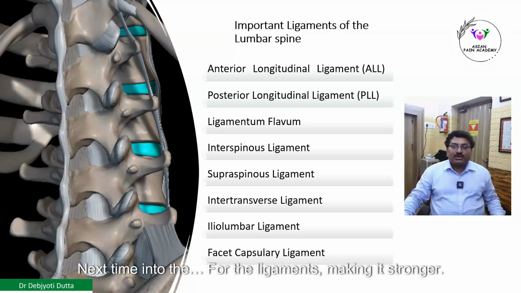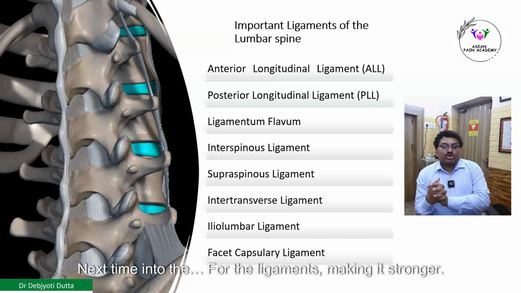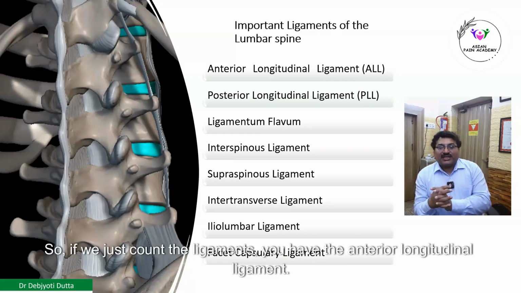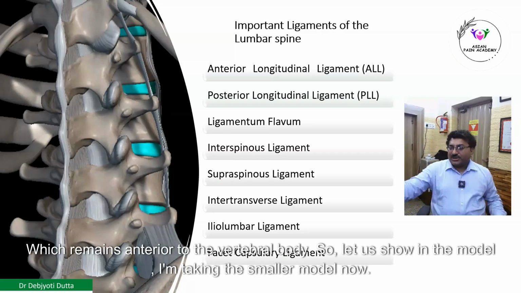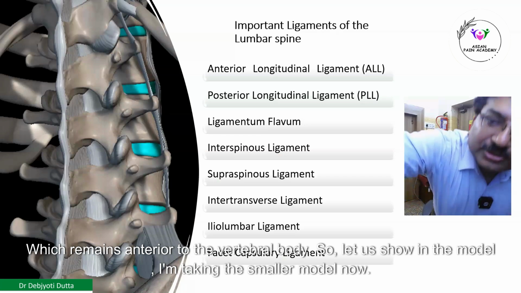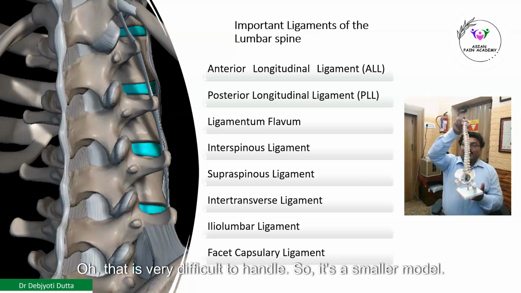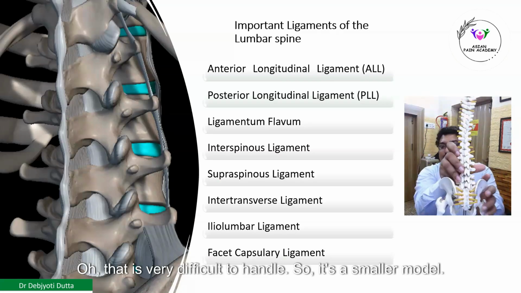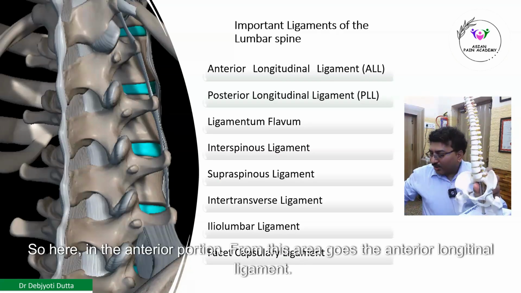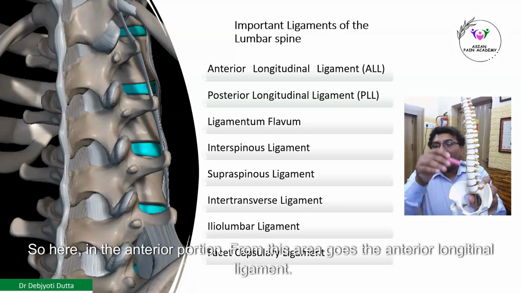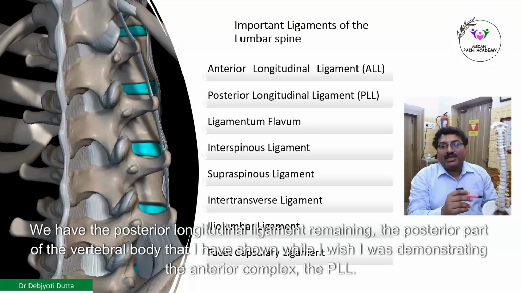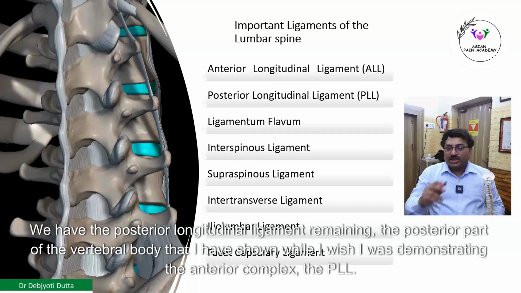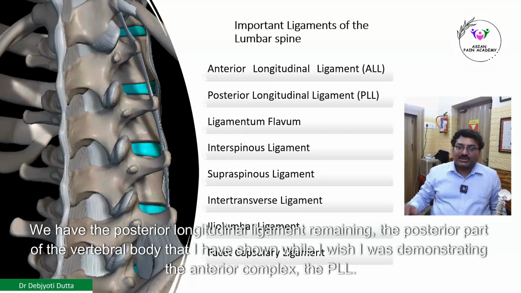Next, what are the ligaments making it stronger? If we count the ligaments, we have the anterior longitudinal ligament, which remains anterior to the vertebral body. Let us show in the model. I'm taking the smaller model now. Oh, that is very difficult to handle. So, it's a smaller model. Here in the anterior portion goes the anterior longitudinal ligament. We have the posterior longitudinal ligament remaining at the posterior part of the vertebral body, that I showed while demonstrating the anterior complex.